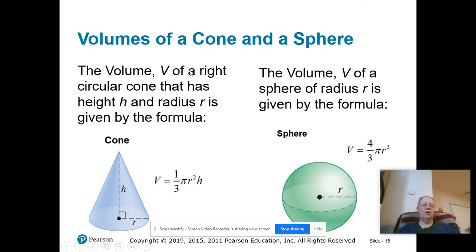Now we're going to talk about volume of a cone and a sphere. All right, so this is a cone. Think ice cream cone. And the formula is 1/3 pi r squared h. And then we have a sphere, 4/3 pi r cubed. Okay, 1/3 pi r squared h and 4/3 pi r cubed.